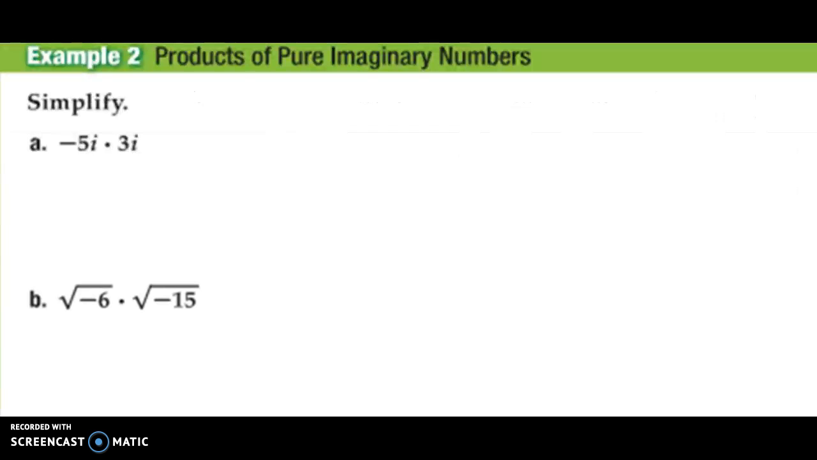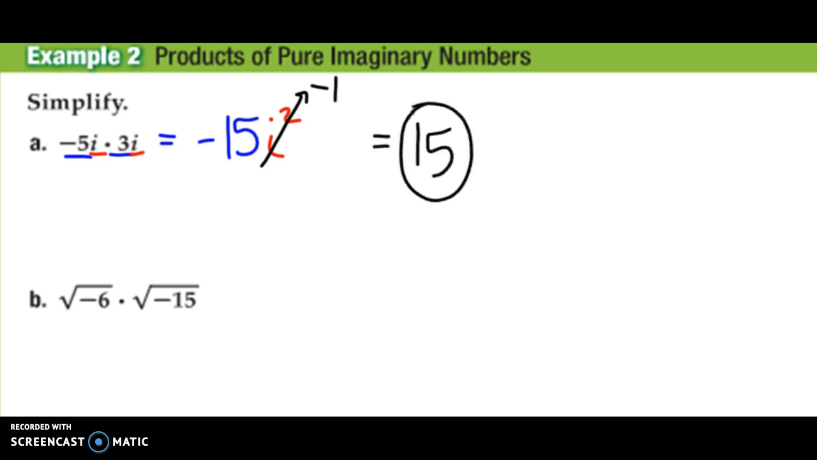So let's simplify using those properties of imaginary numbers. So the first one, -5i times 3i. Well, -5 times 3 is -15. And then i times i is i squared. Well, -15 is just going to be -15, and i squared goes to a -1. So we really have -15 times -1, so my answer is positive 15.